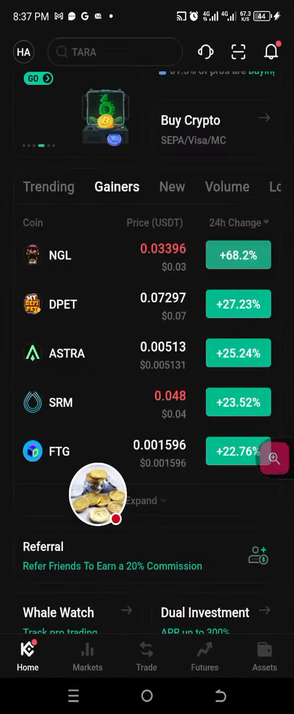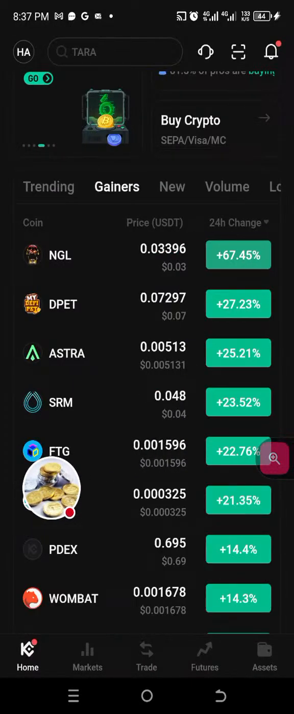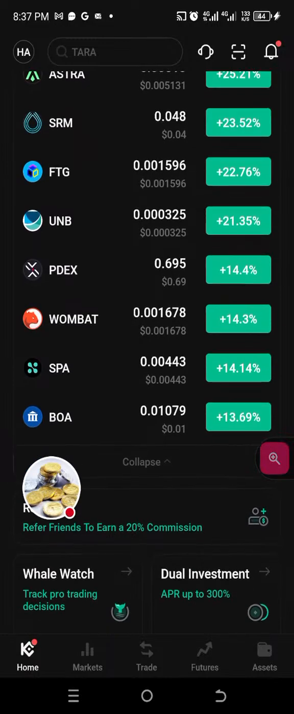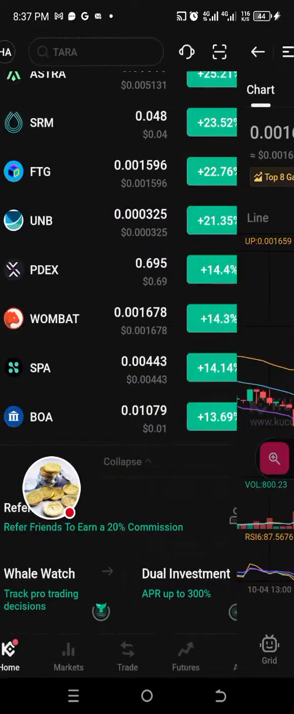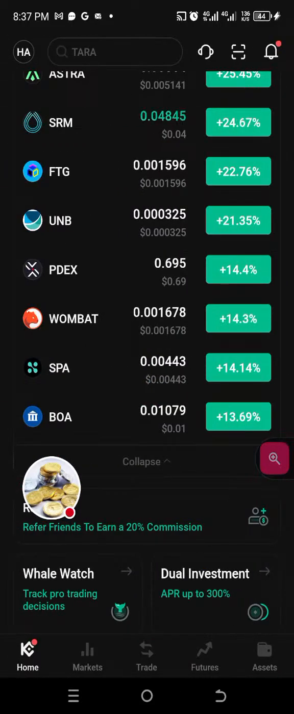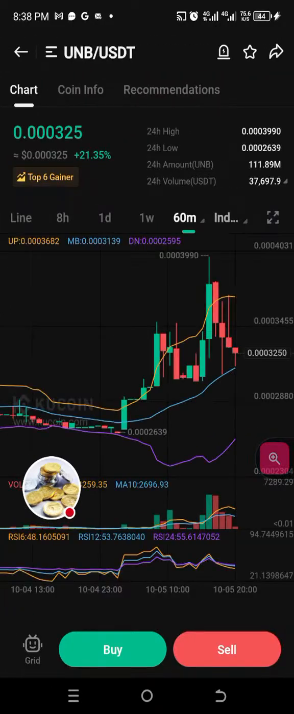Okay, let me open up the other options. Let's expand it and see other ones we can take. Like I always do, I don't like to take the ones that are too high because very soon they will come dumping down. Let's look at this wombats. It's in pump mode. Would I go with this? Not sure yet. Let's look at this other one, UNB. This is bad. This is really bad. No way.